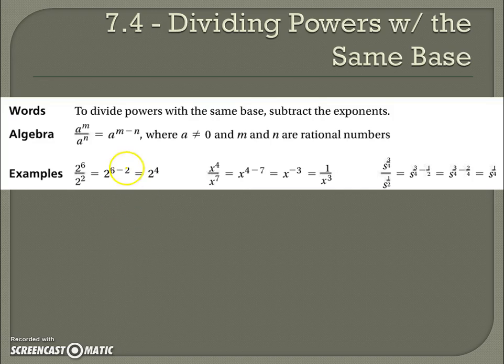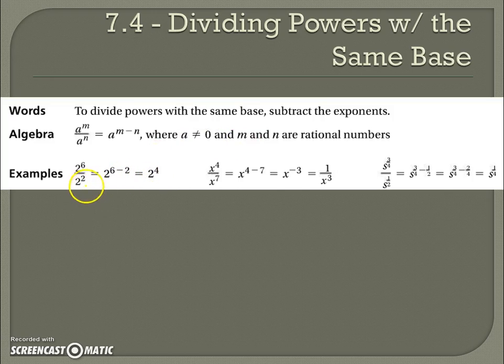So to words, it says to divide powers with the same base, you're going to subtract the exponents, which makes sense. Because if you're multiplying powers with the same base, you added the exponents. So to divide them, we're going to subtract them. So this is the way this looks. If I have a to the m over a to the n, I subtract those exponents. A cannot equal 0, and m and n are rational numbers.